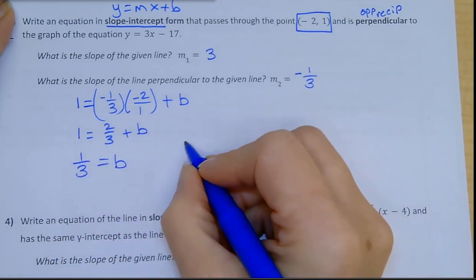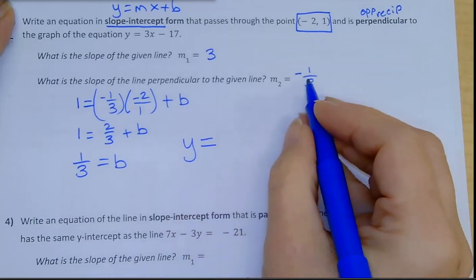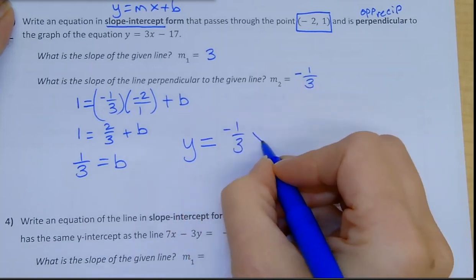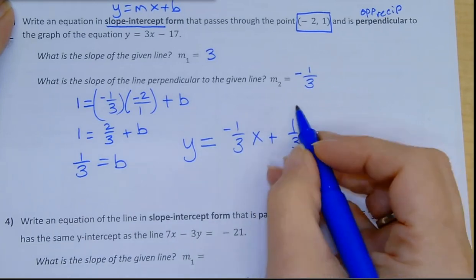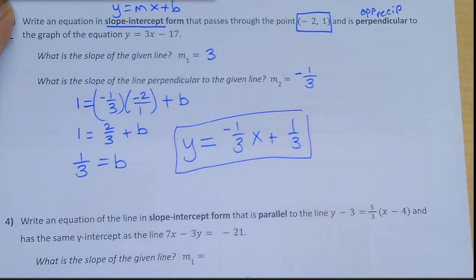Now I can write my answer, y equals m. I know m is negative 1/3, x plus 1/3. Okay, that's my final answer.